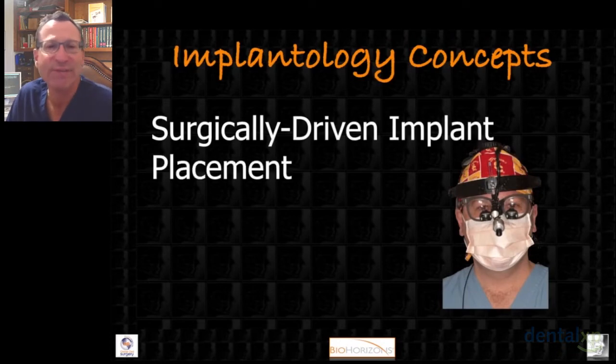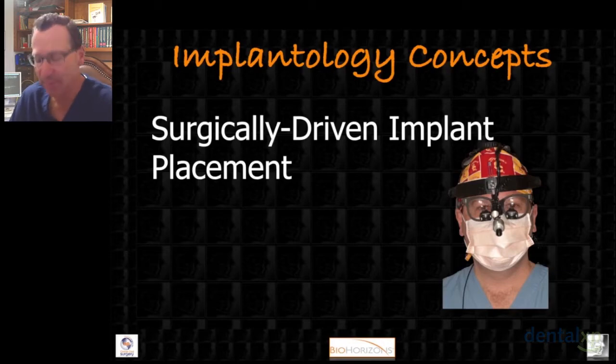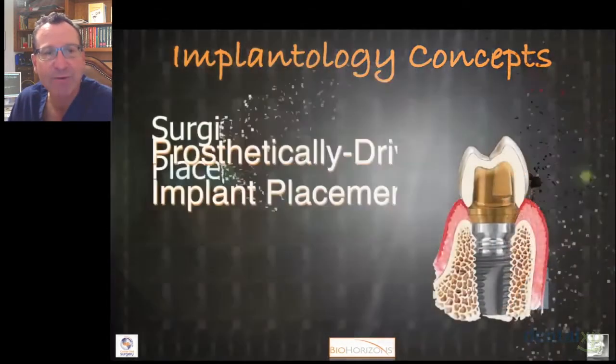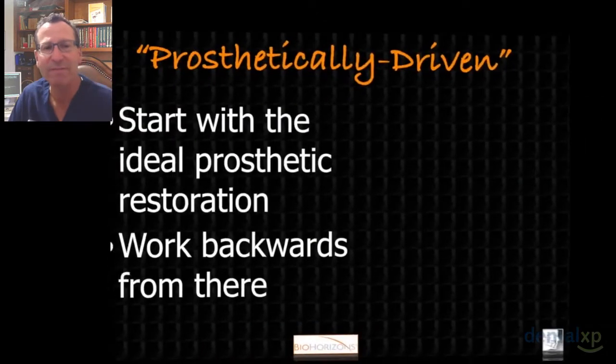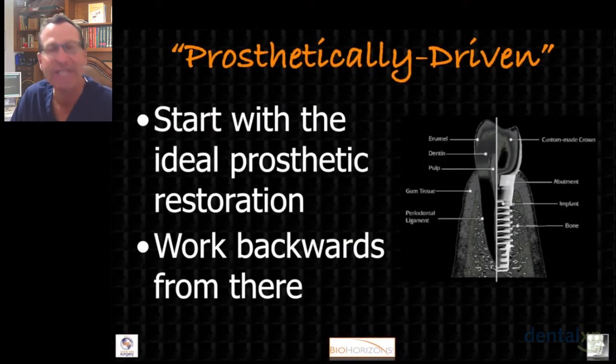We need to get rid of this concept of surgically driven implant placement where the surgeon flaps it open and puts the implant where the bone is, and replace it with the concept of prosthetically driven implant placement. And of course, what we mean by that is that we start with the ideal prosthetic restoration. We start with our blueprint, as you can see here, and we work backwards from there to place the implant in the ideal site. And if the bone is not ideal, if there's not enough bone, if the soft tissue is not ideal, then we prepare the site with bone grafting, with soft tissue grafting to get them ready for ideal implant placement before we place that implant.